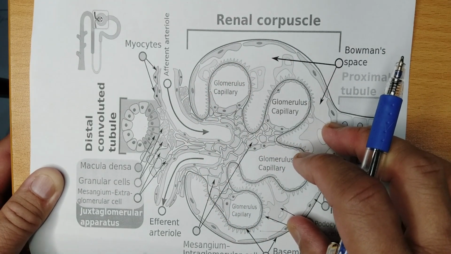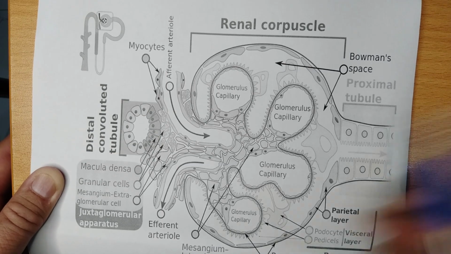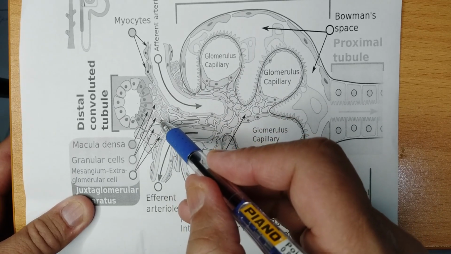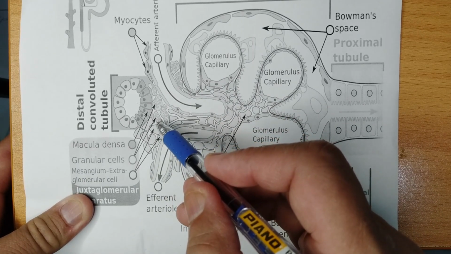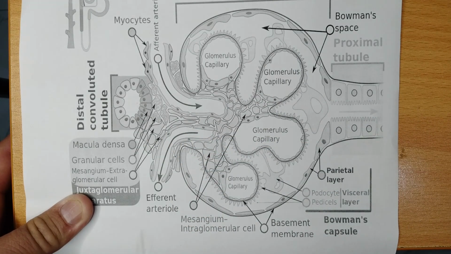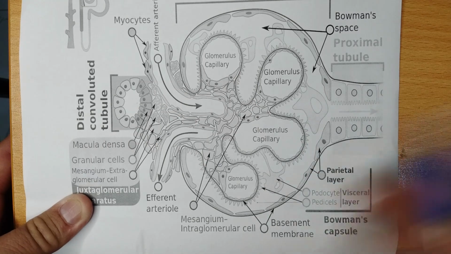Macula densa are specialized cells in the distal convoluted tubule. They sense the sodium chloride concentration in the tubular fluid and they play a vital role in regulating GFR by communicating with juxtaglomerular cells. So juxtaglomerular cells are present here. They are very important. They are present in the afferent arteriole wall and synthesize what is known as renin. It is an enzyme that initiates the renin-angiotensin-aldosterone system.